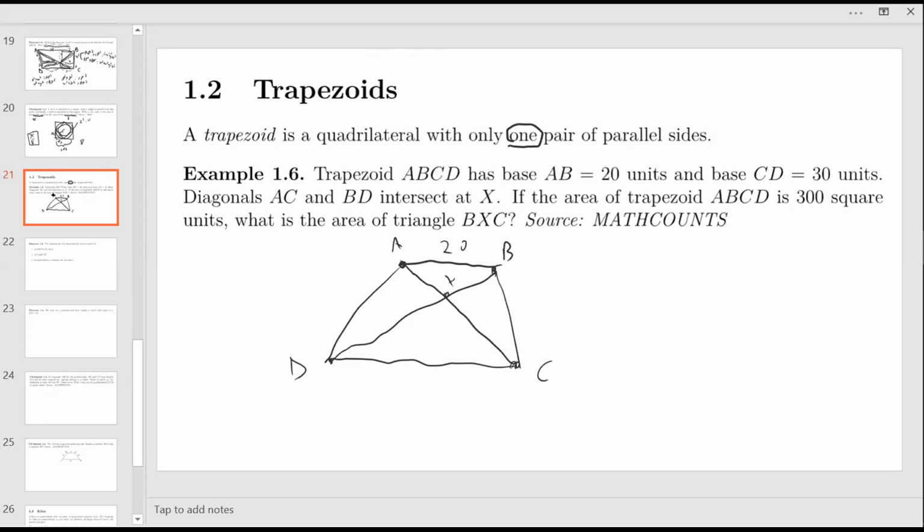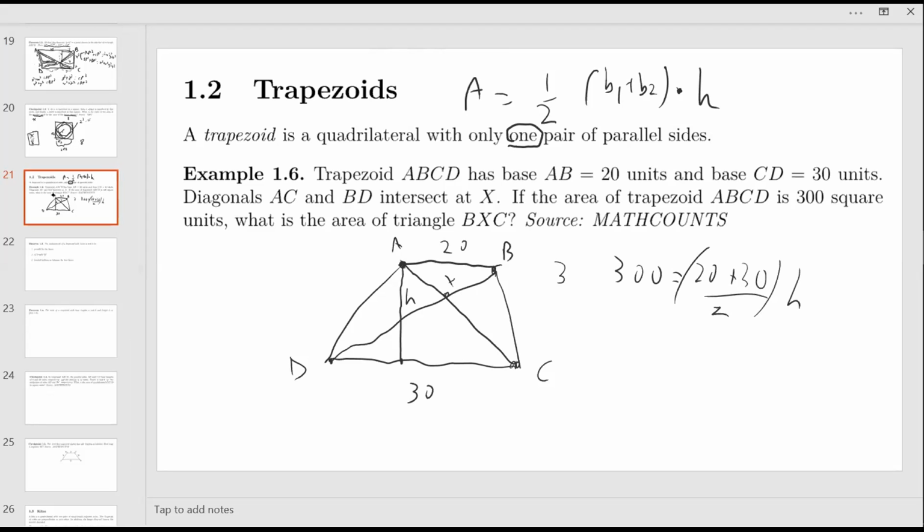So we look at the height of the trapezoid. We know that this base is 30, and we can find the height because, if you don't remember, the area of a trapezoid is 1/2 times the sum of the bases times the height, or the average of the bases times the height. So we have 300 is equal to (20 plus 30) over 2 times h. So this implies that h is equal to 12.